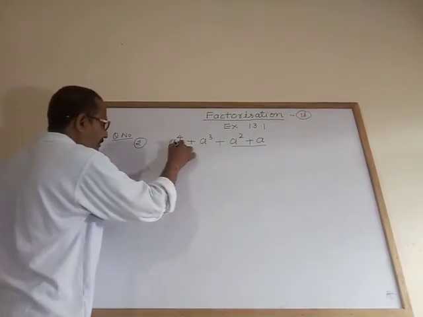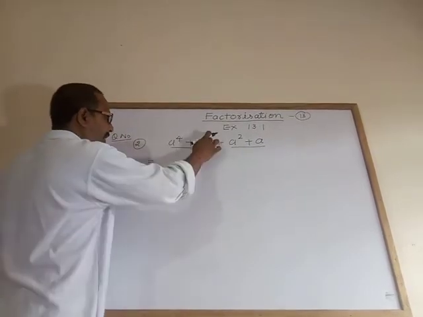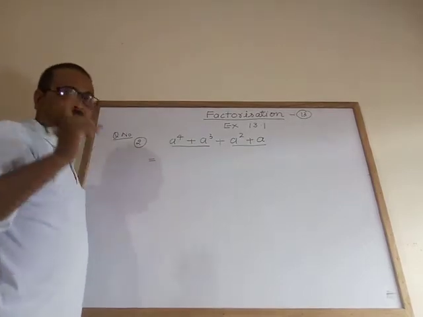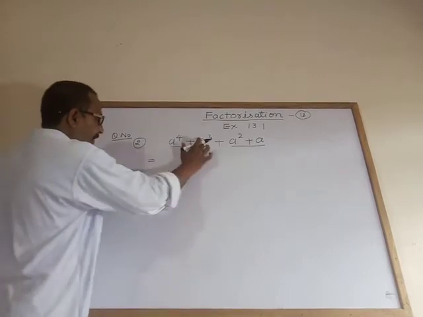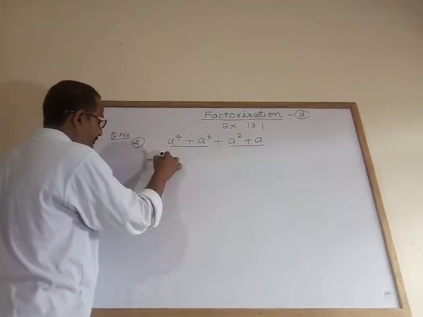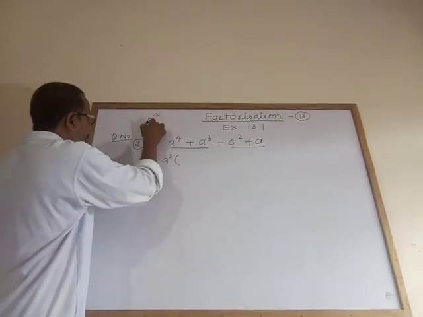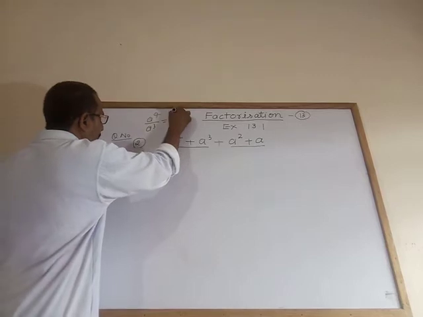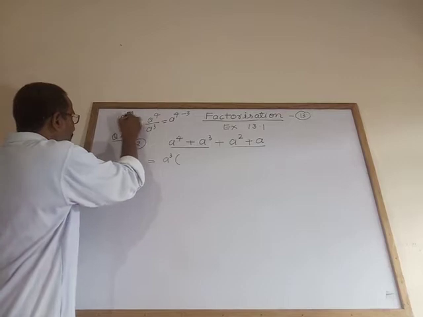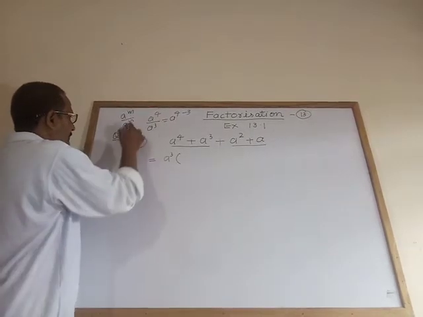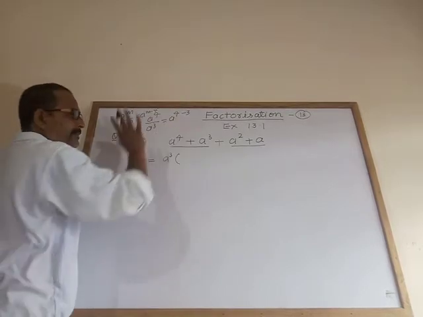Now, in the first term, you know that a cube, the minimum power of the variable, is the common. What I say, the minimum power of the variable is the common. Here, a cube is a common. What is here? A to the power 4 divided by a power cube means a power 4 minus 3, using the identity a power m divided by a power n is equal to a to the power m minus n. Same identity I will use here.